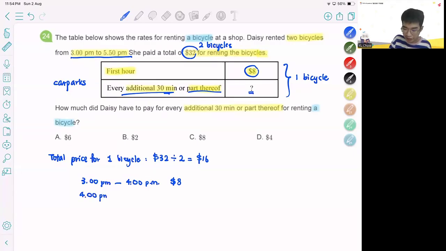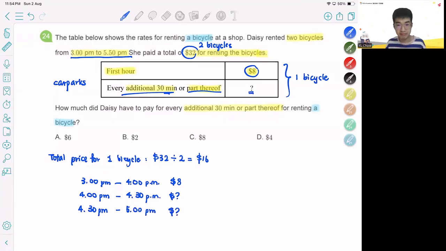Let's say she exceeds 4 p.m. and she rents for 30 minutes. So 4:30 p.m. Then she will need to pay a certain amount, which we don't know. Then we still exceed the time, right? So from 4:30 p.m. to the next 30 minutes, 5 p.m., she will pay this amount again. She still exceeds, right? From 5 p.m. she will continue until 5:30 p.m. This is the next 30-minute block where she will also pay this amount.